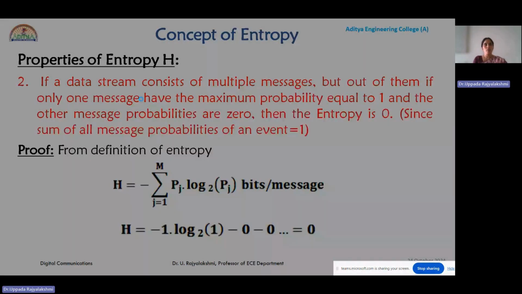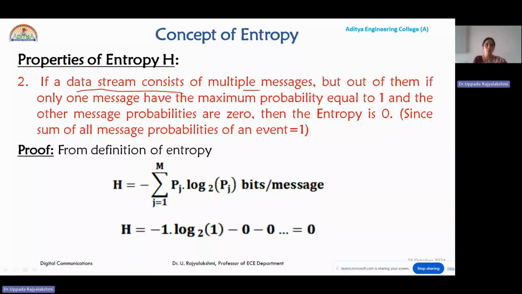Coming to the second property: if a data stream consists of multiple messages, but only one message has probability equal to 1 and the other probabilities are 0, then our entropy is also 0. So H is equal to minus summation j equal to 1 to M of p suffix j log p suffix j base 2. Here there are capital M number of messages. So minus 1 log 1 base 2, minus 0 log 0 base 2, minus 0 log 0 base 2, like that up to M messages, and p suffix j log p suffix j is 0.